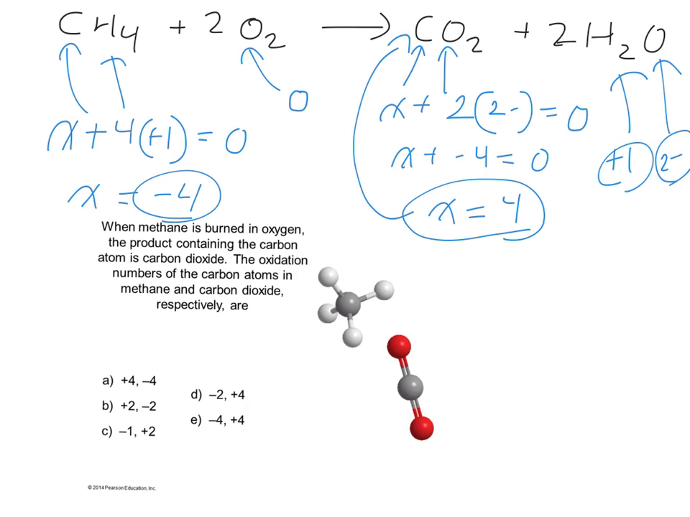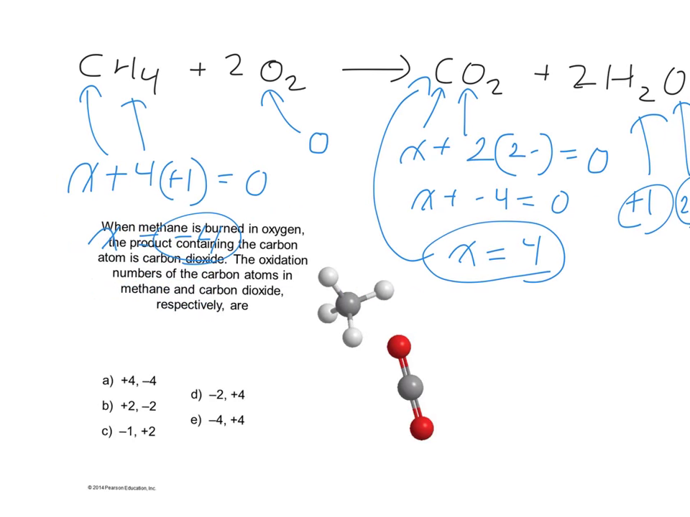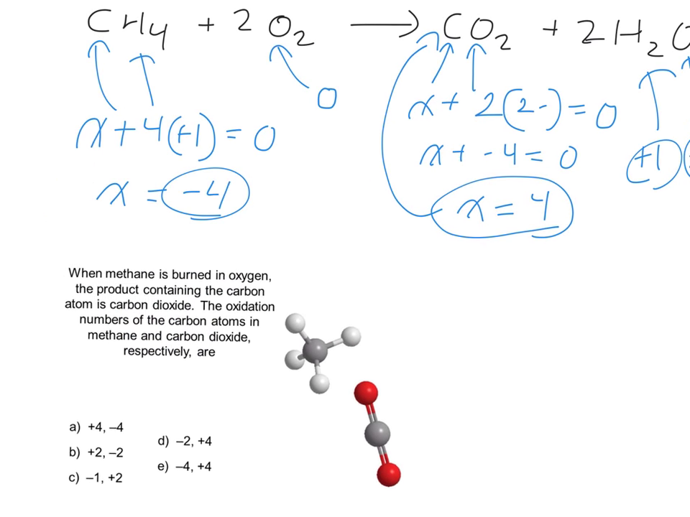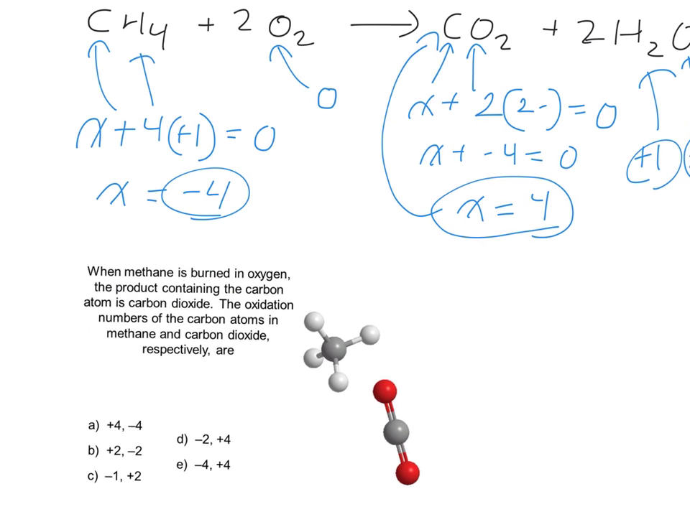So if we look at this reaction, and I want to, oh, by the way, just so we don't get lost, it would be -4, +4, right? Since we're doing methane and carbon dioxide respectively, it'll be E. Answer E. E is the right answer.